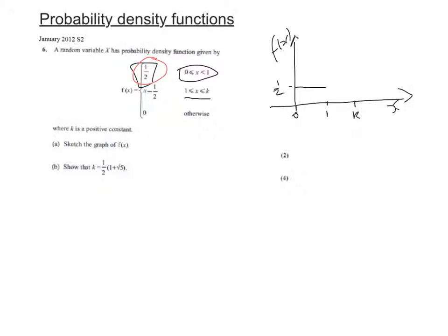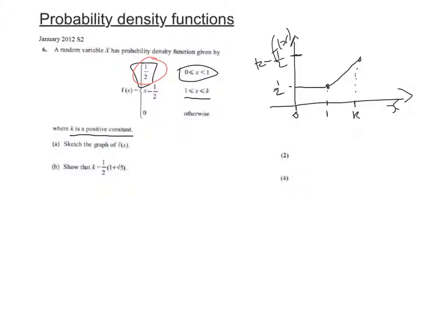Now the second bit is where f(x) is x minus a half. We're told that k is a positive constant. So I'm going to assume, although it doesn't actually really matter, that k is bigger than a half, so that the graph will be starting at 1 and going up to a height of k minus a half. So now we have two distinct shapes in our graph. So part A is done, we've sketched the graph.